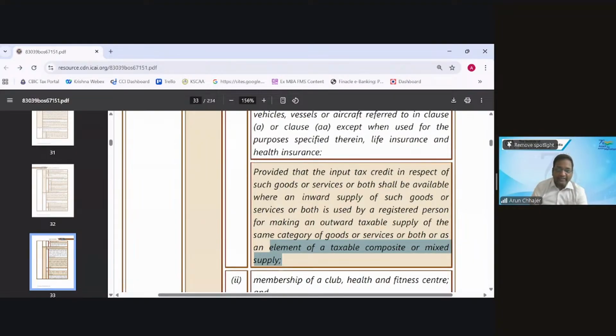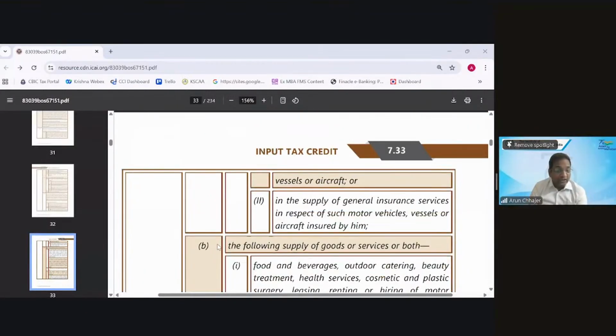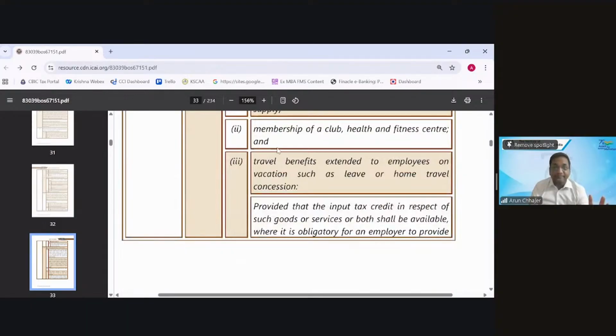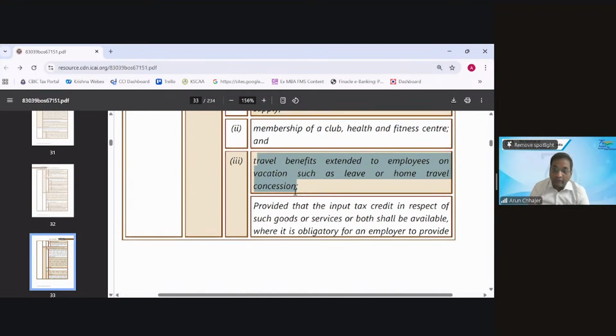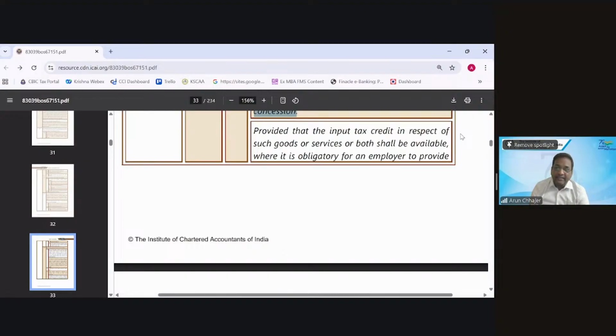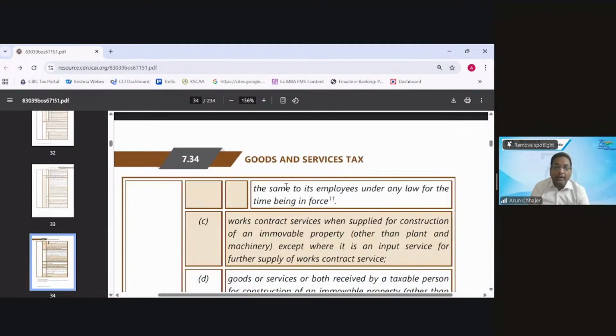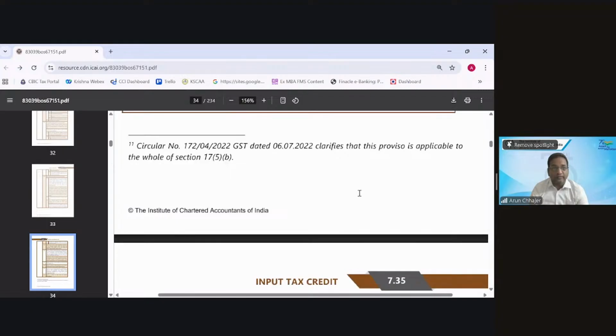Yogesh, okay. ठीक है. So again, further, see, we are in the clause B only. Let's move further. Membership of the club, health, fitness center, ITC not allowed. Travel benefit extended to the employee, such as leave or home travel, ITC not allowed. Now the proviso says that credit in respect of the goods and services of both shall be available when it is obligatory for an employer to provide the same to its employee under any law for the time being in force.